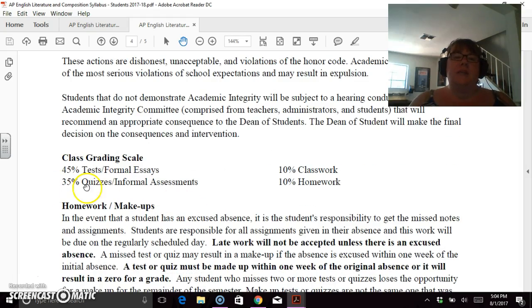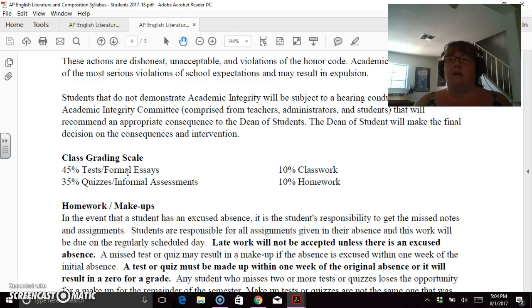Grading scale. This grading scale may change before August 21st when classes actually start, and if it does, I will put out an amendment to the syllabus that you will have to sign so that you are prepared for it. 45% is going to be tests and formal essays, formal meaning as in typed and turned in usually through turnitin.com. Quizzes and informal assessments or timed in-class essays, some projects in there are going to be 35% of your grade, and then classwork and homework are each 10%.